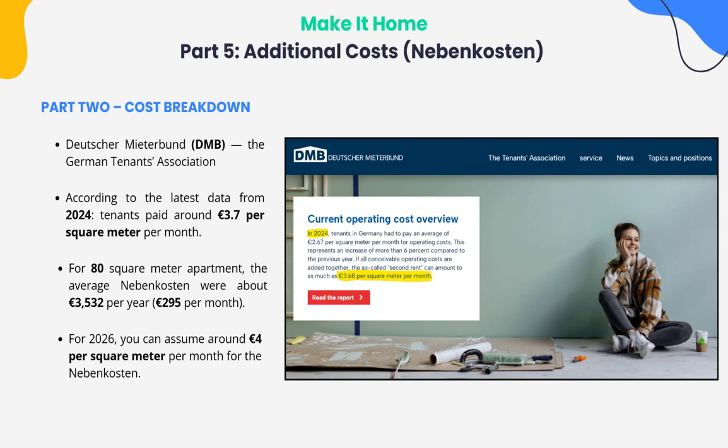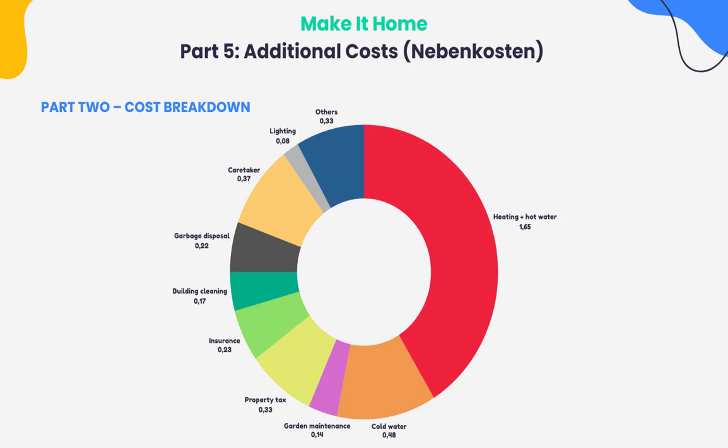your calculation. As you see in the graph, the biggest chunk, almost half the price, goes to heating, including hot water, Heizung plus warm water in German. The heating and water are variable costs, which depend on your actual usage. If you control heating and hot water, you control most of your Nebenkosten.